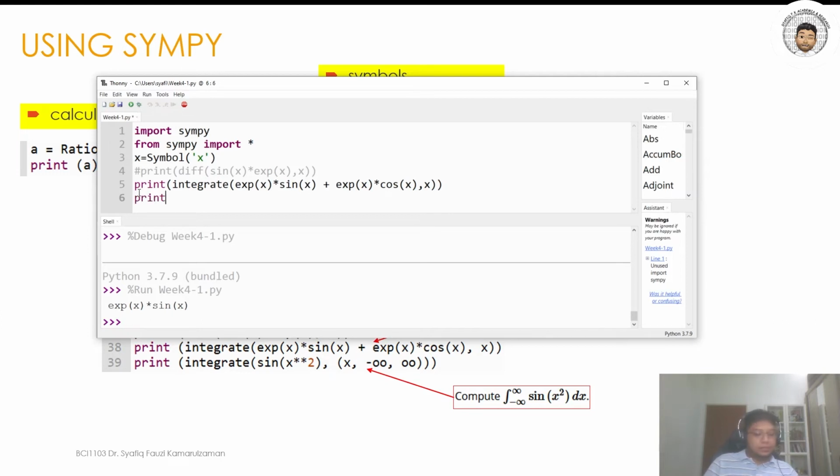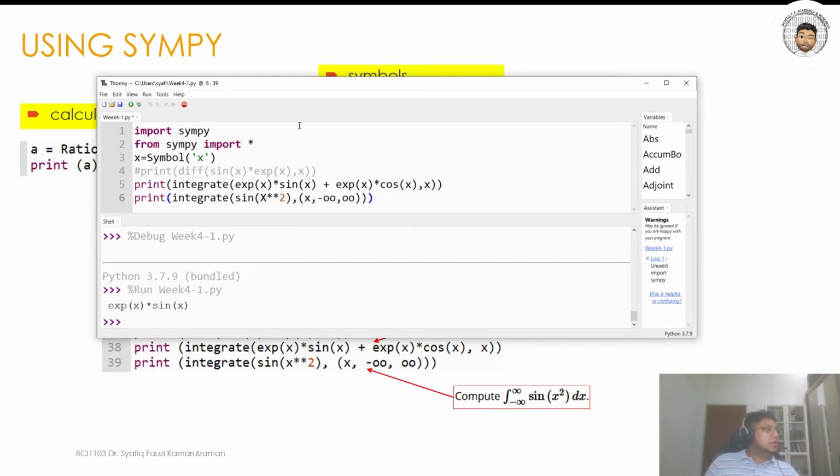Print integrate, sine x. Okay, you have minus infinity to infinity. Okay, so we have this one. I think I got it short.